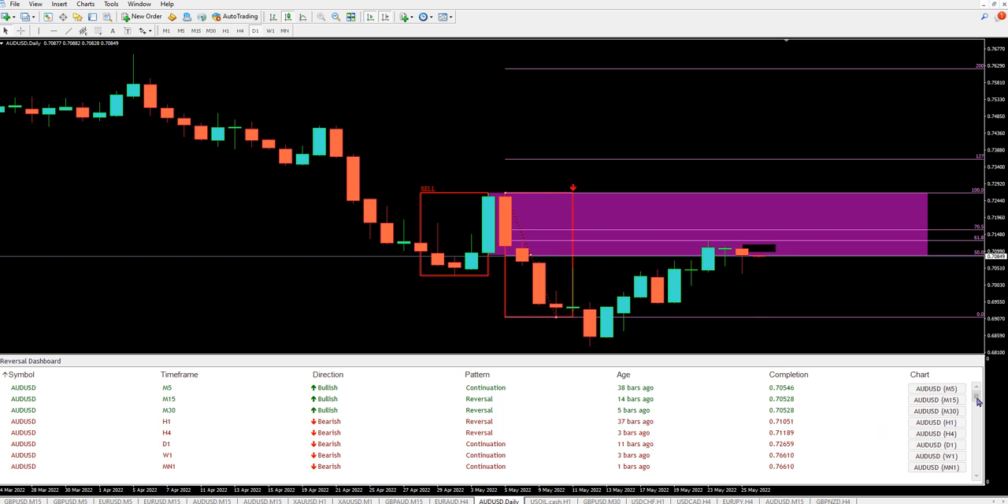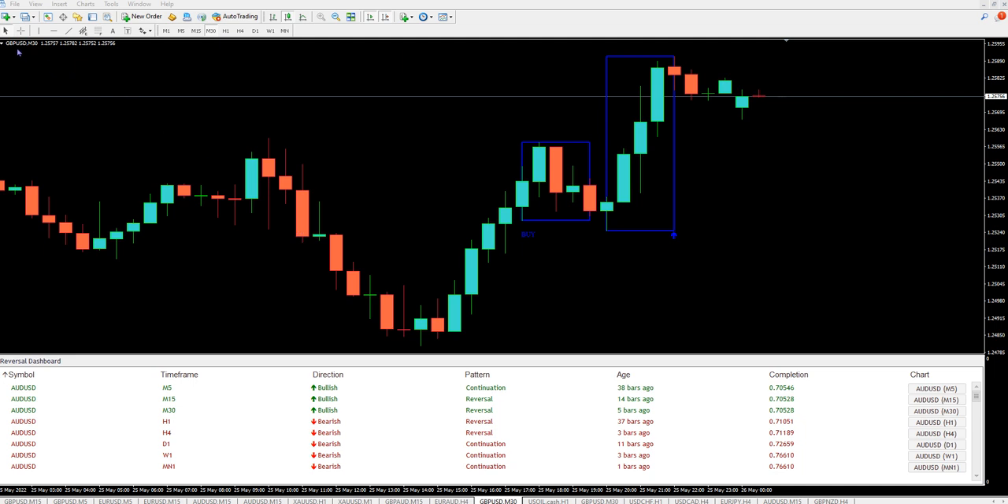But again, the dashboard is great to monitor multiple pairs with this strategy, with this indicator, and it will tell you what to look for. Again, the daily chart, we're seeing a continuation sell-off setup. But on the 4 hour, as we saw the uptrend being broken, it's telling us to look for that as well.